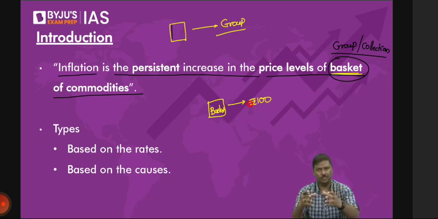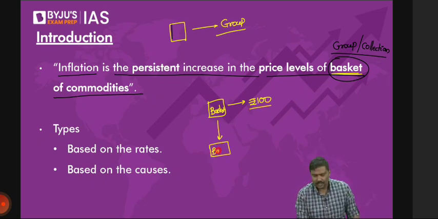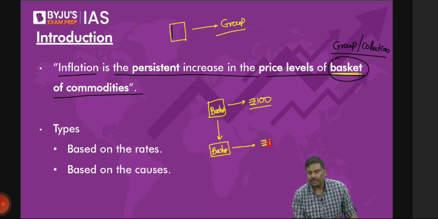And for that basket last year, the price was 100 rupees. Today we are purchasing the same basket. There is no change in the group. Right? It's the same basket. But to purchase the same basket, now we are to pay 110 rupees. We are supposed to pay 110, not 100, 110 rupees.